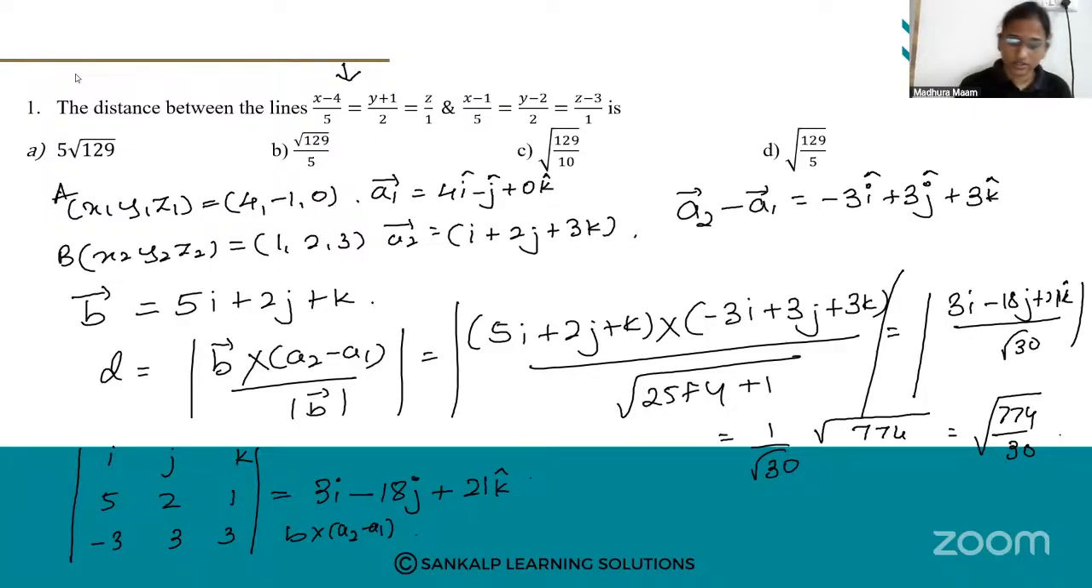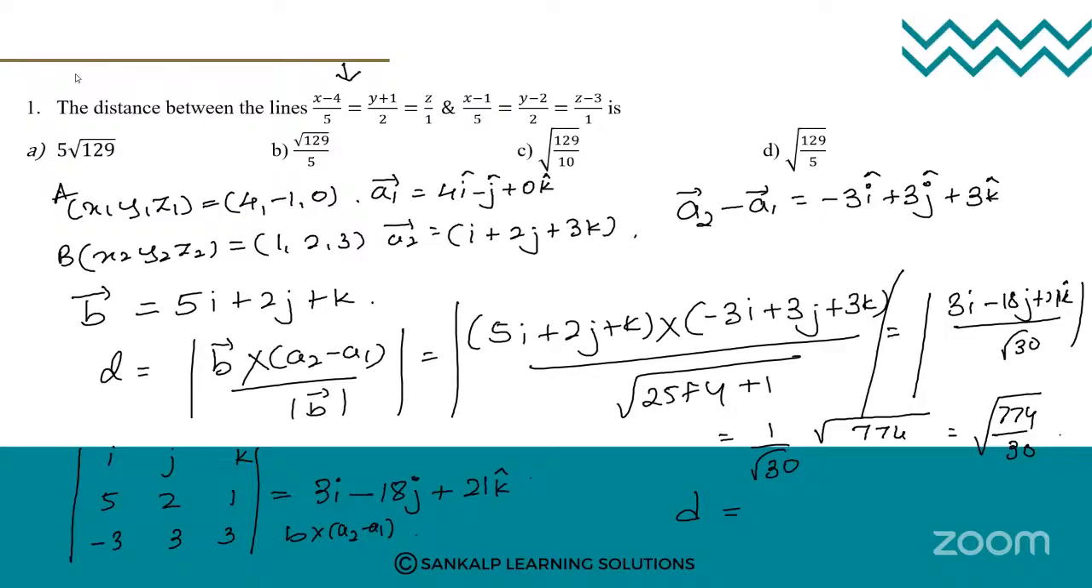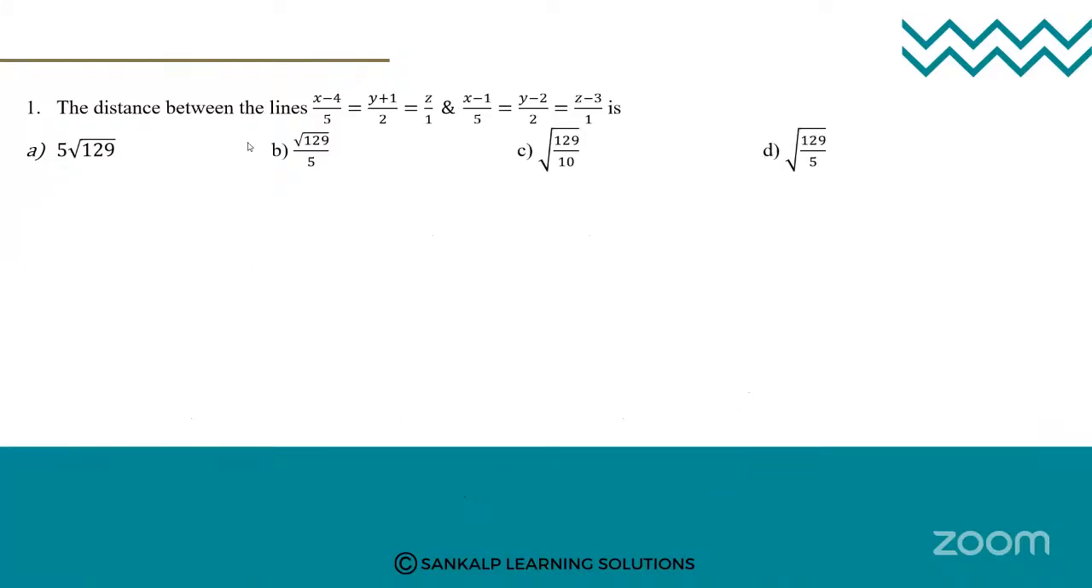We have to solve further. If I cancel, I get 129 by 10? No, 129 by 5. This should be the final answer. That is option D, 129 by 5. So this you can do by Cartesian form also.